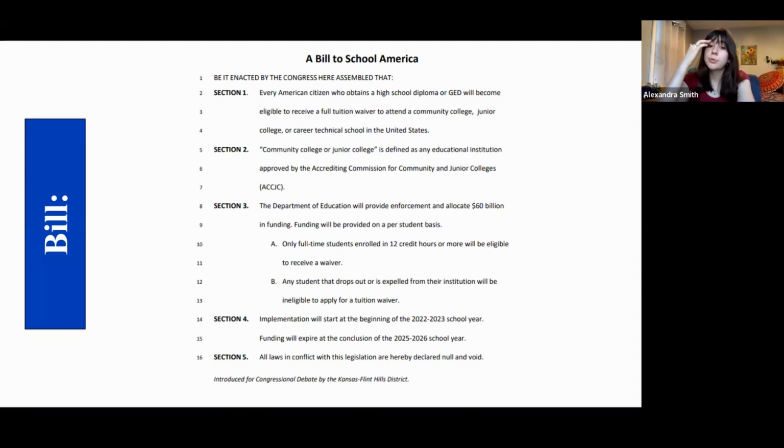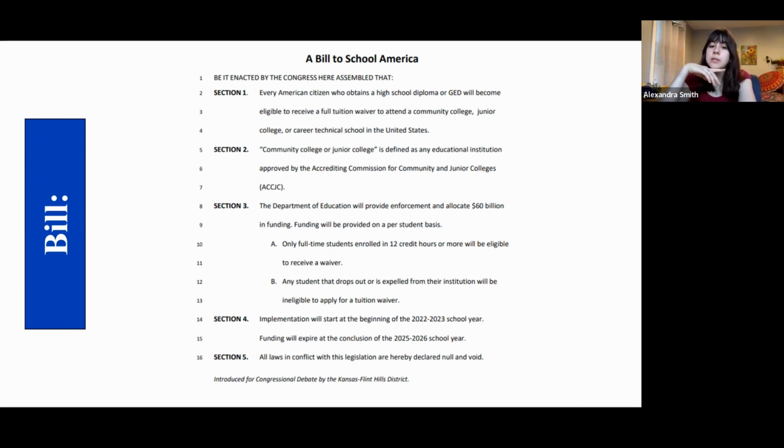Section 3, the Department of Education will provide enforcement and allocate $60 million in funding. Funding will be provided on a per student basis. That is the enforcement mechanism and the enforcer. So Department of Education with the $60 billion in funding, explaining how that funding is being distributed. 3A, only full-time students enrolled in 12 credit hours or more will be eligible to receive a waiver. So further stipulations. And then any student that drops out or is expelled from their institution will be ineligible to apply for a tuition waiver. That is further stipulations for the legislation. It's like more specific section 1 and explaining more of the grant stuff from section 3.